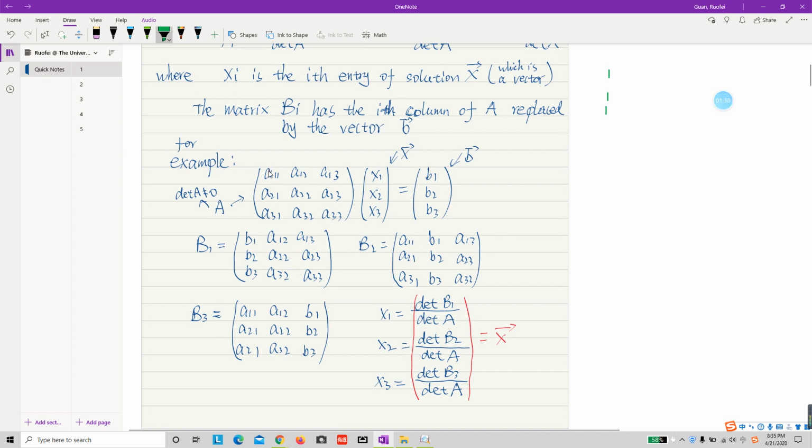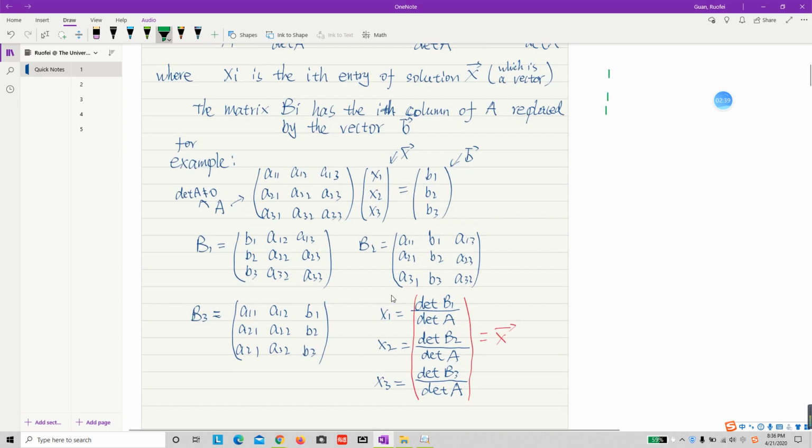Here's an example. So this is matrix A, and this is vector x, and this is vector b. For finding the solutions x1, x2, x3, we first need to find B1, B2, B3. B1 is obtained by replacing the first column of A by the vector b, which means replacing a11, a21, a31 by b1, b2, b3. B2 is obtained by replacing the second column of A by b, and B3 is obtained by replacing the third column of A by b.